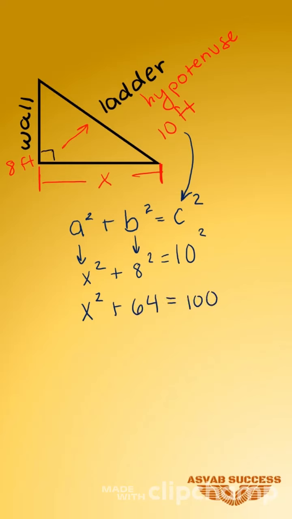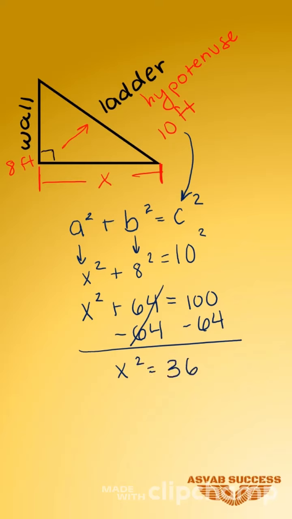Now you're going to subtract 64 from both sides, and that will leave you with x squared is equal to 36. Now remember that you don't want x squared, you want just x. So you're going to take the square root of both sides, which would cancel out this square, leaving you with your final answer that x is going to equal 6 feet.